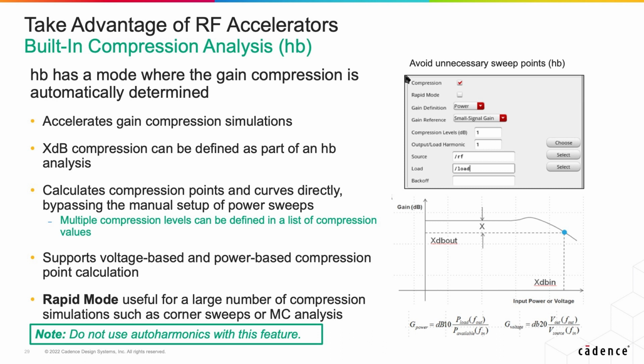And if you want to know the details of how to set it up, it's pretty much self-explanatory, but if you need more details, just go to support.cadence.com and do XDB compression, HB. It's like Google for Cadence, it'll have some probably example or something.